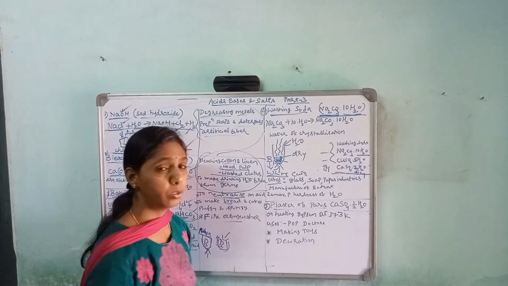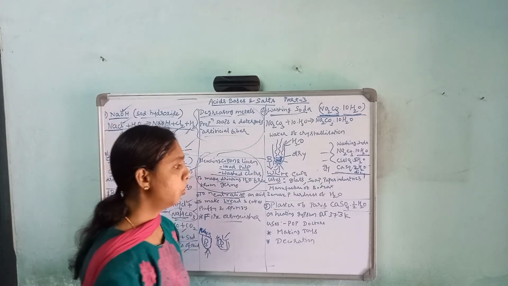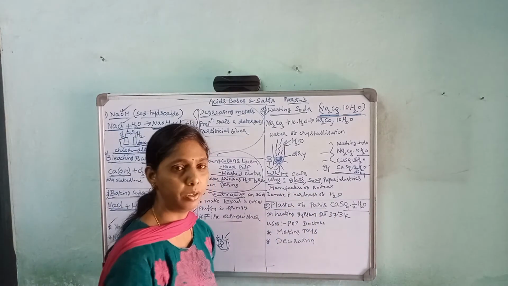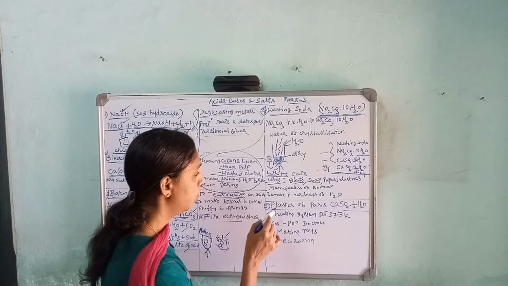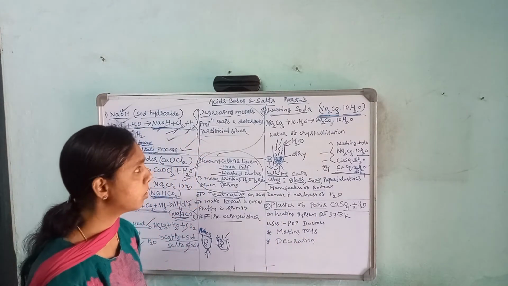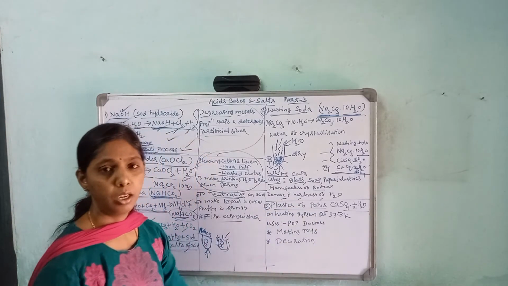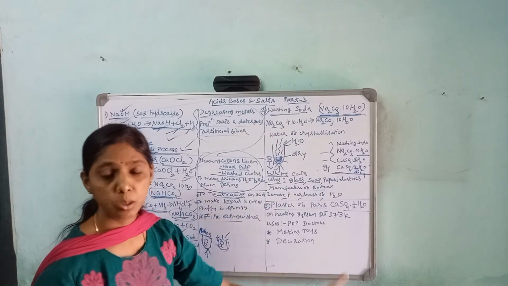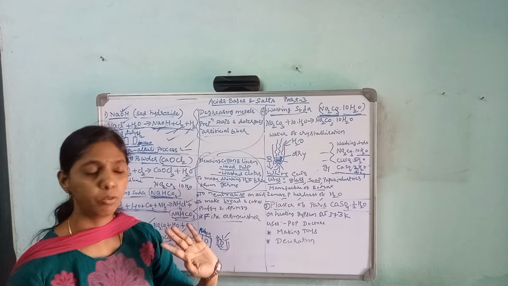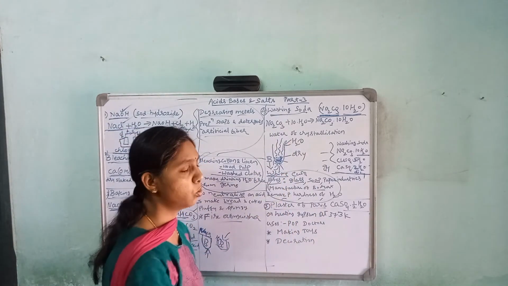And let us come to know about the uses of washing soda, where they are going to use this. They are used in the glass industries, soap industries, or in the paper industries. They are also used in the manufacture of borax. Then also to remove the permanent hardness of water. This washing soda removes the permanent hardness of water. These are the uses of washing soda.